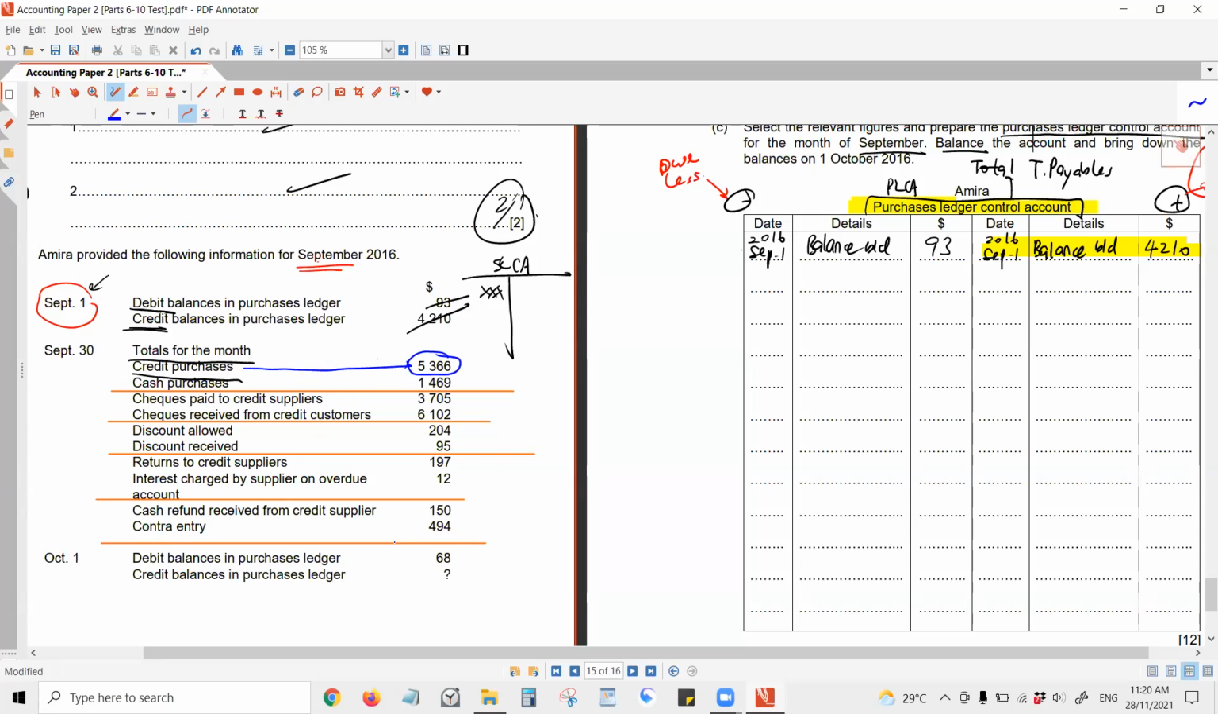5366. So it makes us owe more to the supplier. You can also think of it this way. When you buy goods on credit, you debit purchases, you credit the supplier account, right? Therefore, the 5366 appears here because we credit the supplier's account.